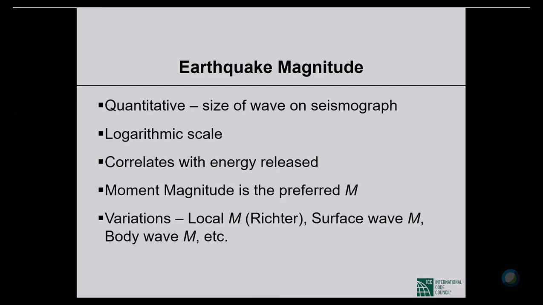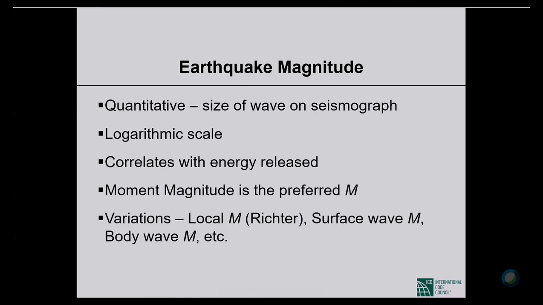All magnitude scales are logarithmic. You go from magnitude 7 to 8. The magnitude 8 earthquake is 10 times as strong as the magnitude 7 earthquake. It's not a little bit stronger. This is very, very important. So 7 to 8 is a tenfold increase in energy released at source. Magnitude correlates with energy released at source, as I just said.